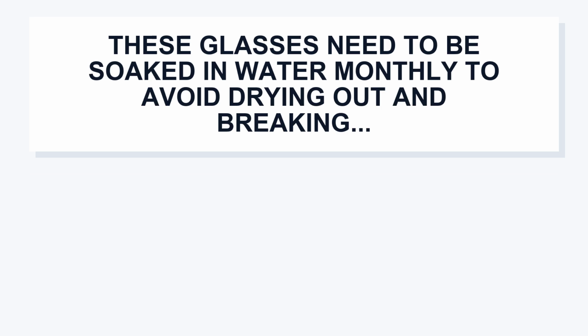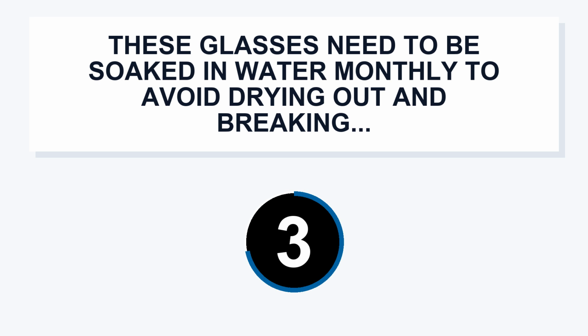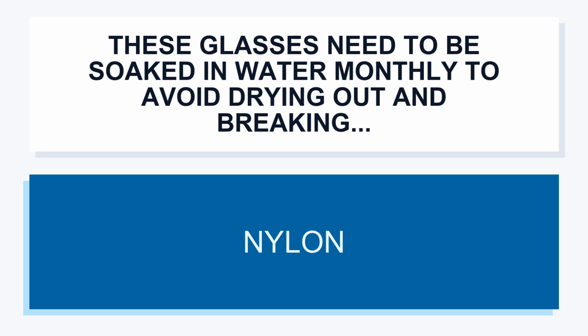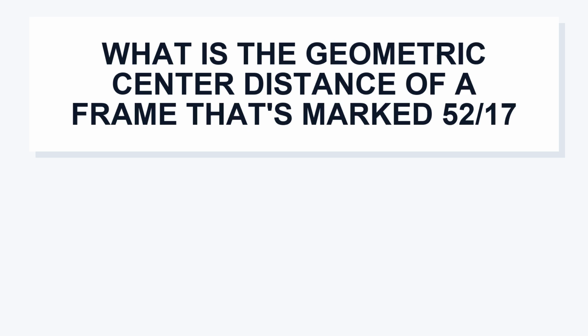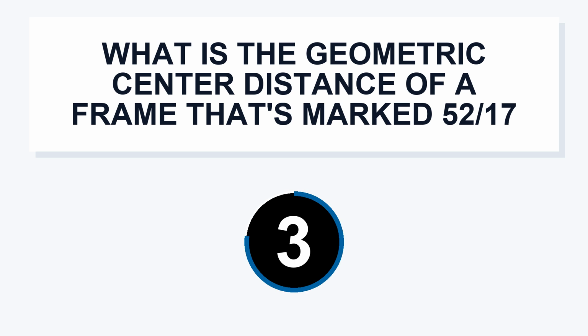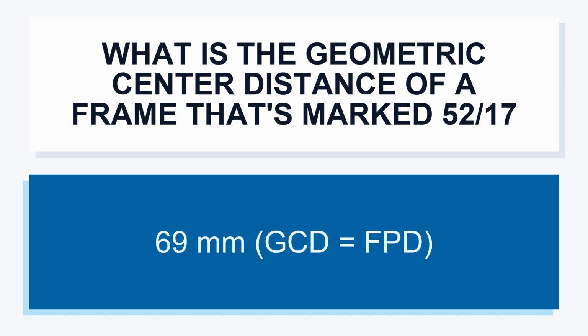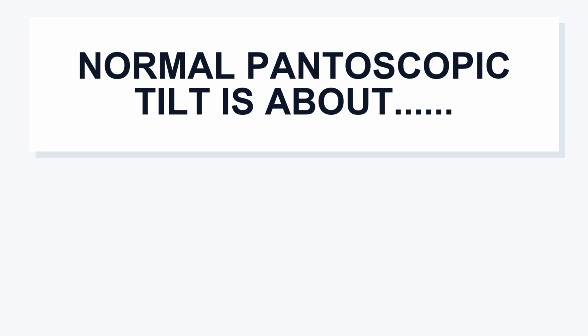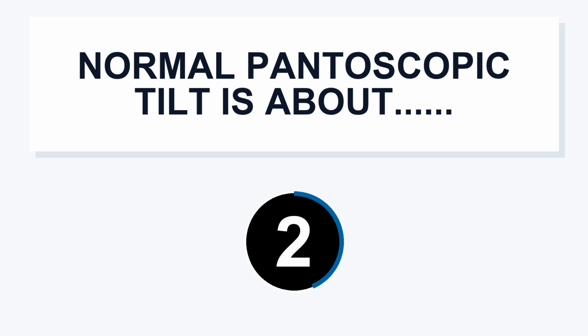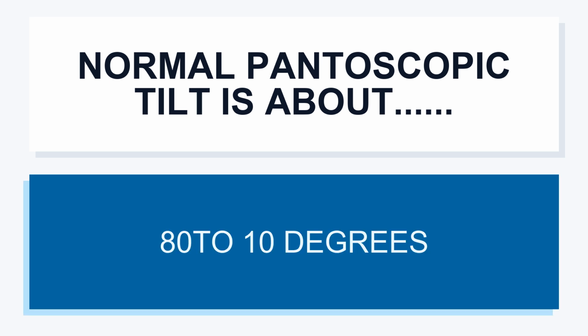These glasses need to be soaked in water monthly to avoid drying out and breaking. Nylon. What is the geometric center distance of a frame that's marked 52/17? 69 mm, GCD equals FPD. Normal pantoscopic tilt is about 8 to 10 degrees.